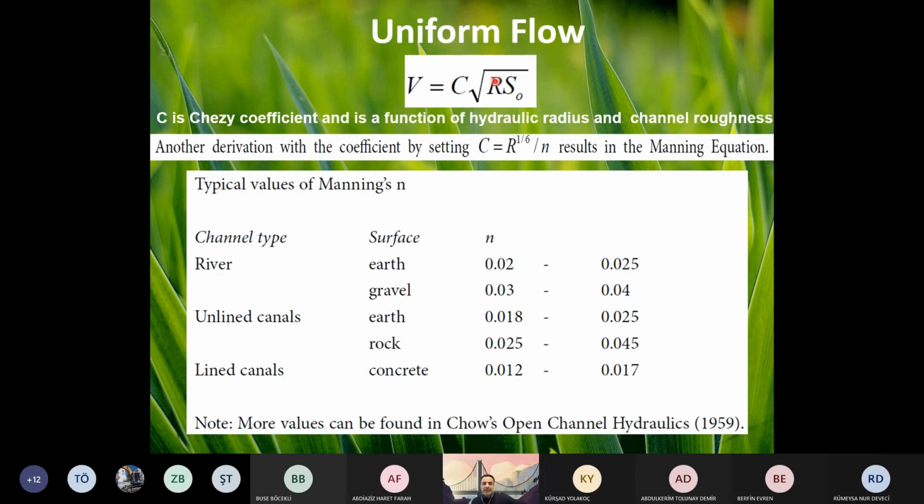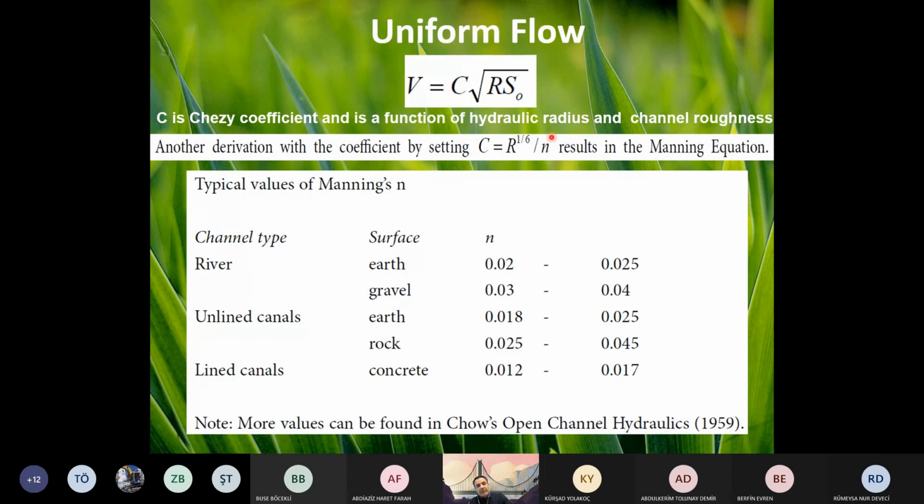So again, in uniform flow, we said that velocity can be calculated using the Chezy formula. In the Chezy formula, we should know the channel slope, the hydraulic radius, and the Chezy coefficient. We said that the Chezy coefficient is a function of roughness, but inversely proportional to the roughness. More roughness, less Chezy coefficient.